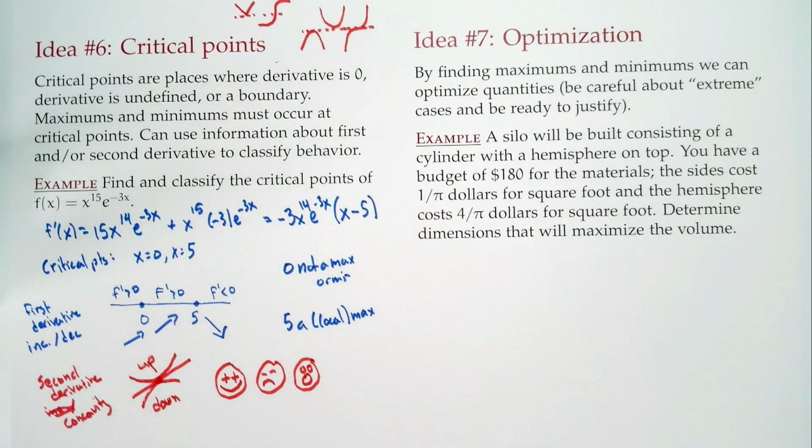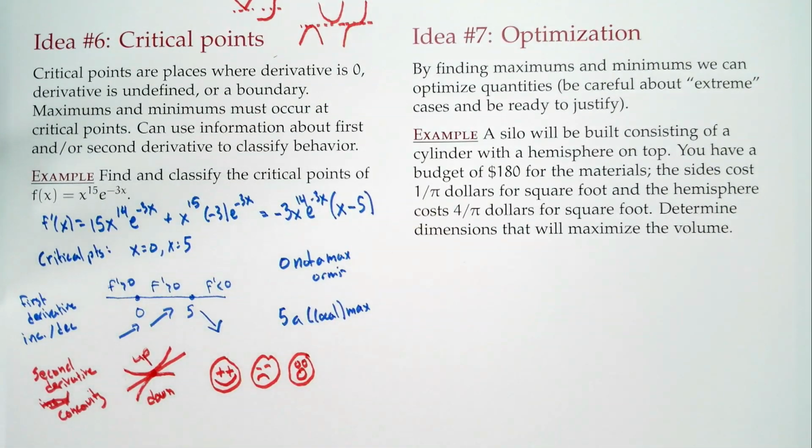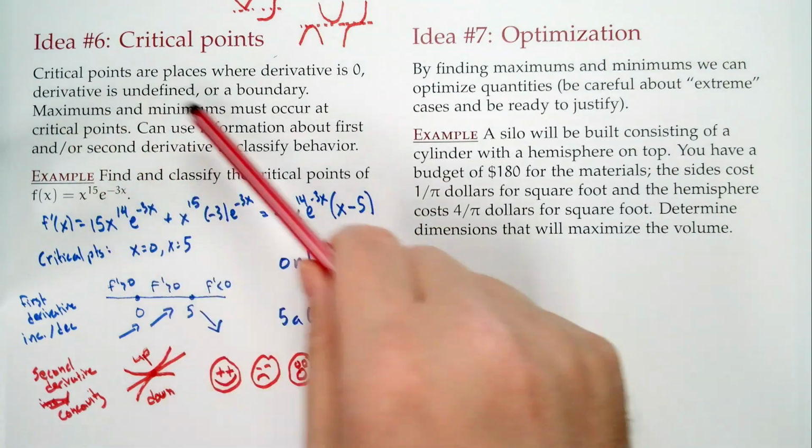So that leads us to our next idea, which is optimization. So why do these ideas lead together? Well, critical points oftentimes ask the question, what's the largest or smallest point? You're trying to find maxes and mins.